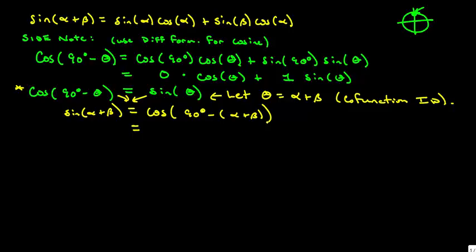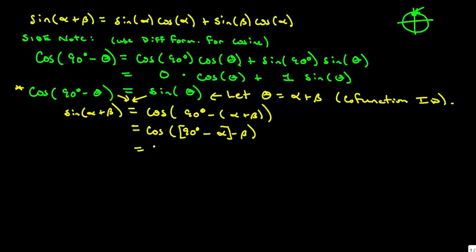Okay, so watch. I can go ahead and replace 90 minus alpha plus beta. What I can do is rewrite this as cosine of 90 degrees minus alpha minus beta. Now I'm going to group them like this. There's nothing wrong with that. I distributed the negative, and then I just said, okay, I want to put the first two together.